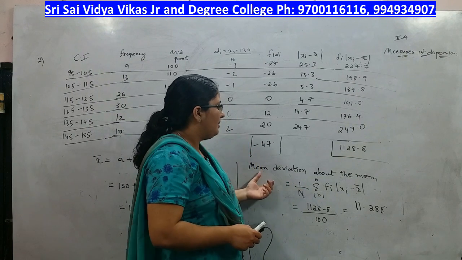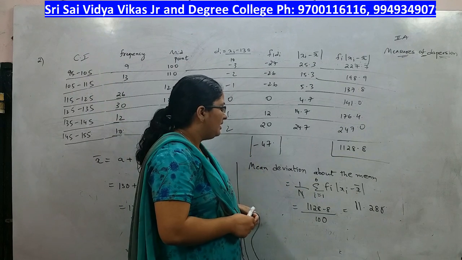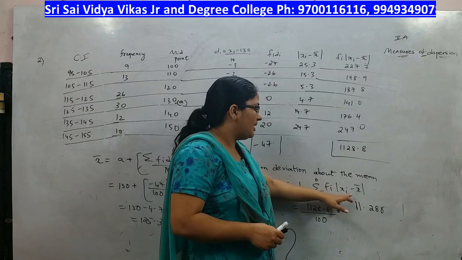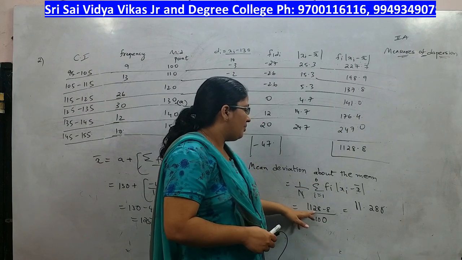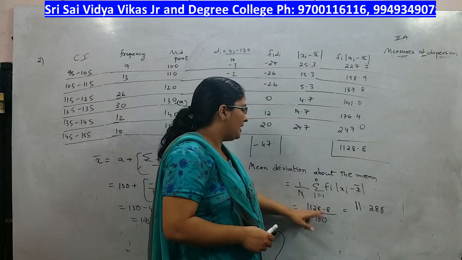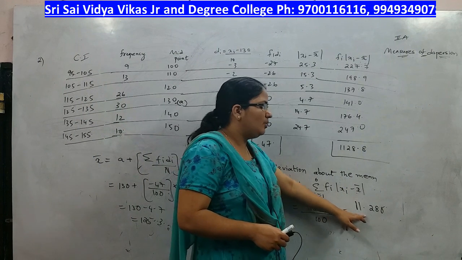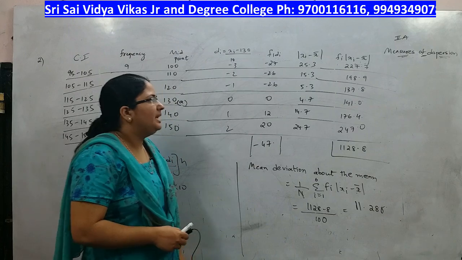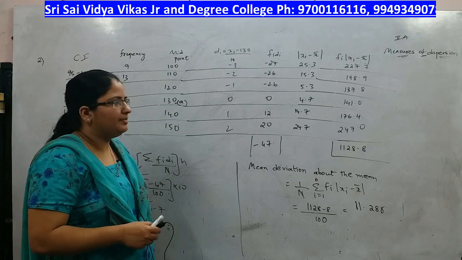Now you have to find the mean deviation about the mean, that is 1 by n summation, i equal to 1 to 6, fi into xi minus x bar, that is 1128.8 by 100, which is 11.288. So that's about finding mean deviation about mean.